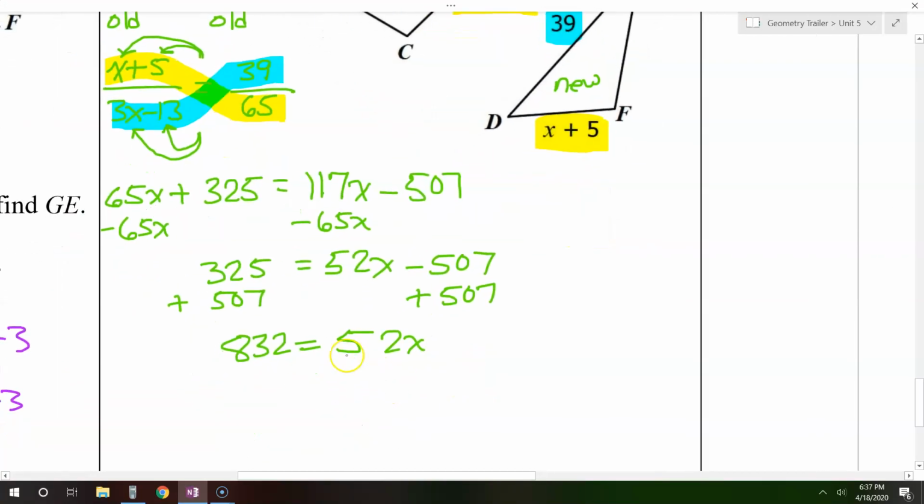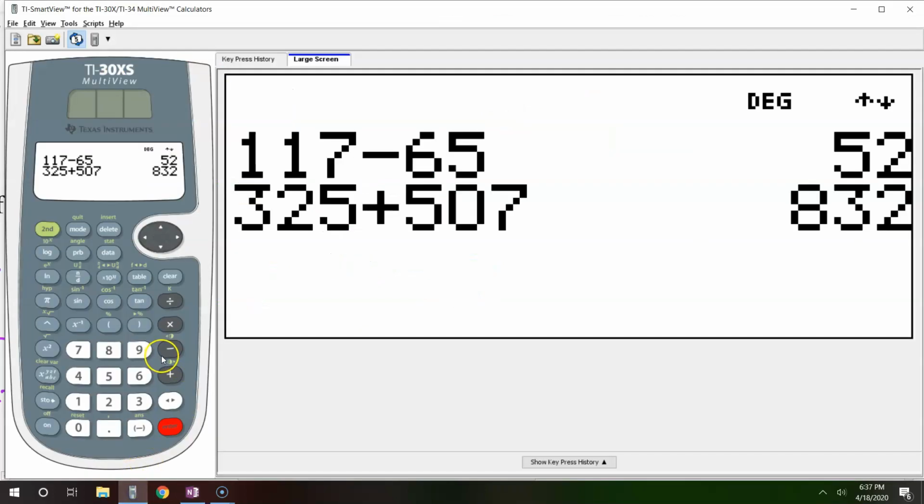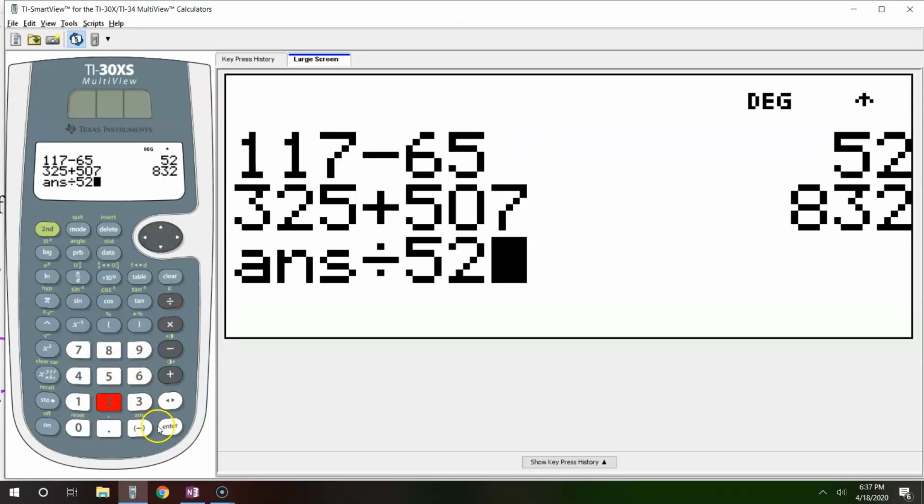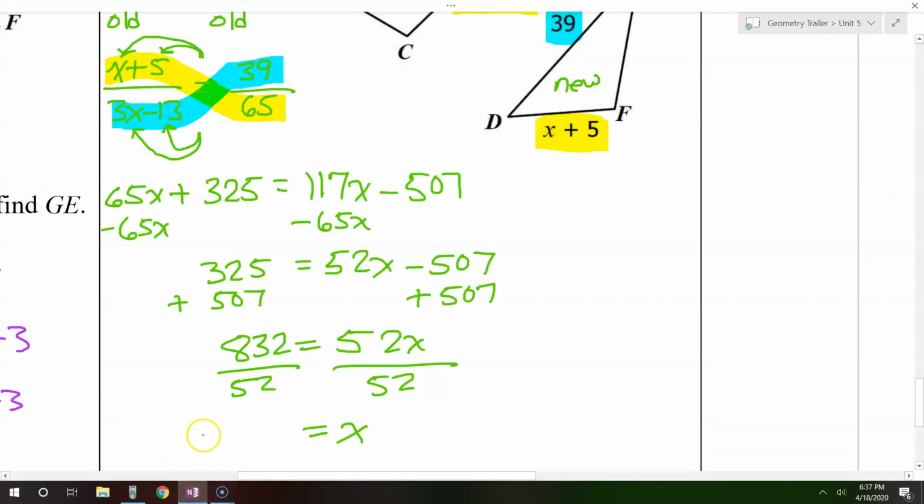All right, I wonder if this will divide evenly by 52. Sometimes you're going to get a decimal of some kind, but it just feels satisfying when I get a whole number, so I'm kind of hoping. Whole number, boom, 16. Ah, that's nice. And that is it, because they only asked us to find x and nothing more.